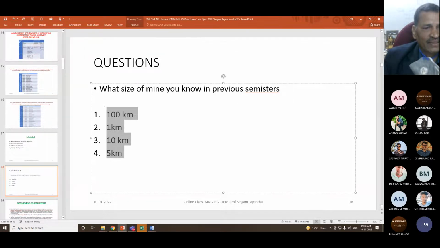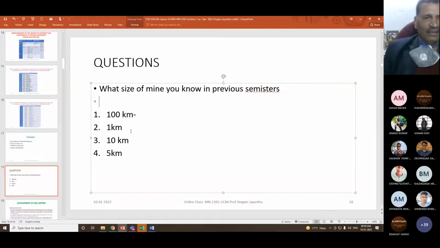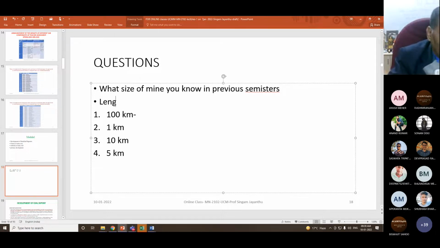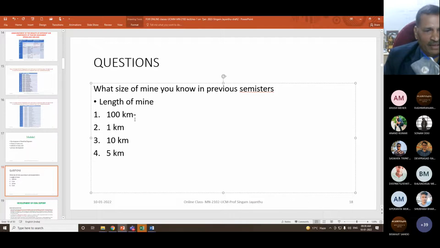So, what is the size of the mine, whatever you learned or understood? Have you seen a mine which is around 100 kilometers in size? Now you say some length, width, whatever. Let me say this is the length of the mine. 100 kilometers, 1 kilometer, 10 kilometers, 5 kilometers. What is the size that you have been exposed to till now? These are some questions I wanted to know from you. What is the idea that you have about the size of a mine? Maybe 10 kilometers, maybe 100 kilometers, maybe 5 kilometers in length.